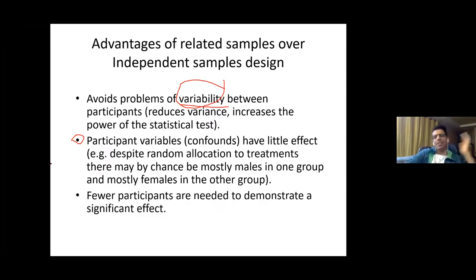Fewer participants, I feel like this is obvious. Instead of getting 32 people, you have 16 people. You get fewer participants. What are the disadvantages? One is order effects, which is really important. So, for example, fatigue, carryover effects, drug persistence.